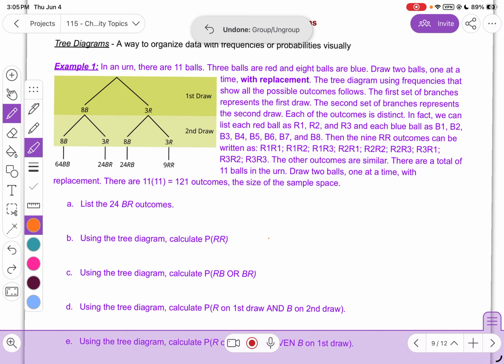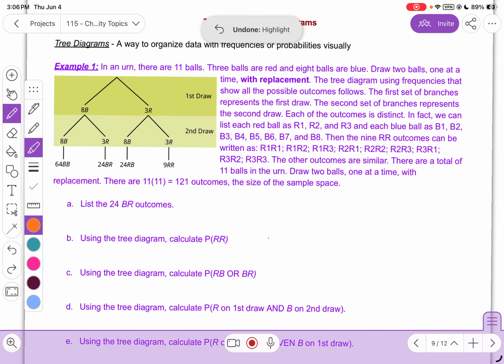Each of the outcomes is distinct. In fact, we can list each red ball as red 1, red 2, red 3. Each blue ball is blue 1, blue 2, blue 3, so on. Then the 9 outcomes would be red 1, red 1, red 1, red 2, red 1, red 3, red 2, red 1, and so on. The other outcomes are similar.